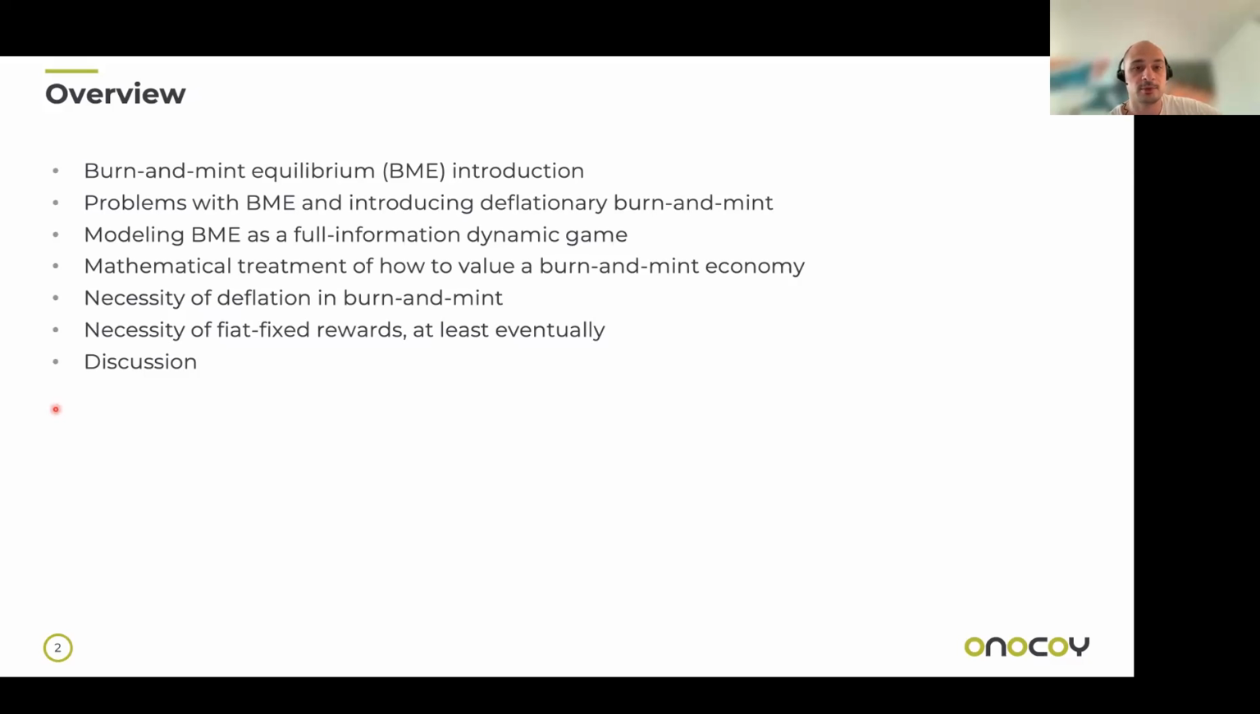Then I will talk about modeling BME as a full information dynamic game, in which all participants basically have all information available to them, and how that can be used to value the Burn and Mint economy. And then I will talk about the necessity of having deflation in Burn and Mint and why that's important. And finally, I'll talk about how you should choose rewards and how you should target rewards that are fixed in the numeraire of the contributor, because that's what they pay their bills in.